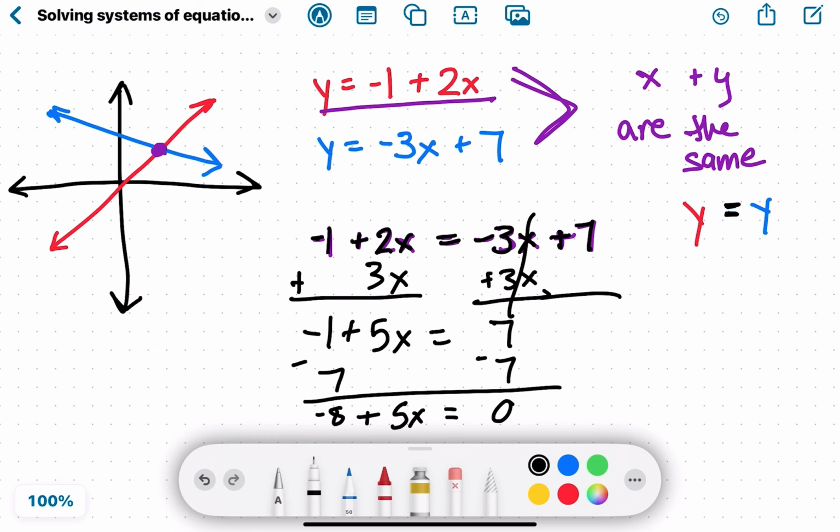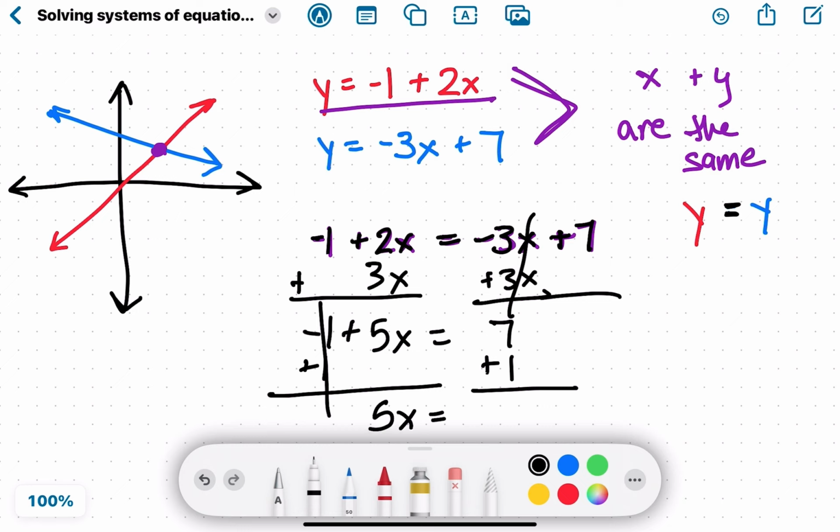So what we have to do is we need to get whatever's next to the x now, the -1, to the other side. So we're going to add 1 on both sides, and that cancels out. So 5x equals 8. From there, very easy, 5x equals 8, divided by 5 on both sides. X equals 8/5. So that's the x value that is part of the solution.